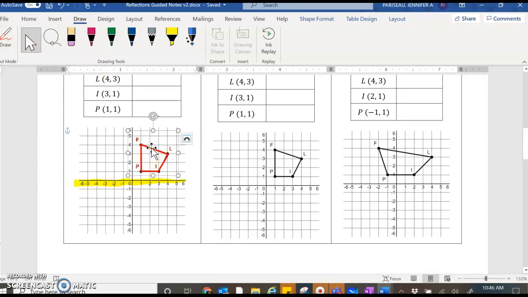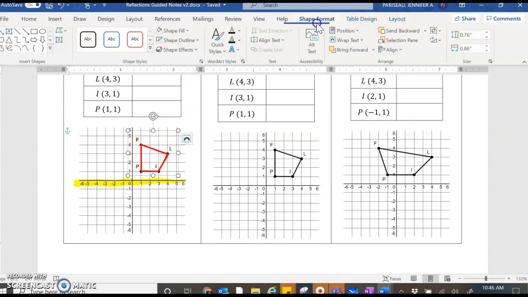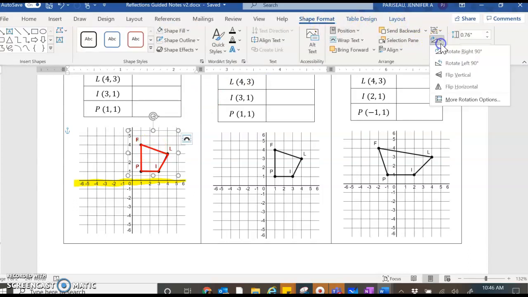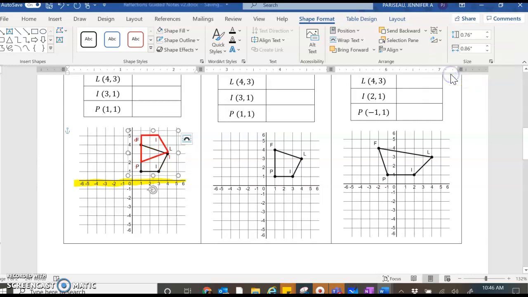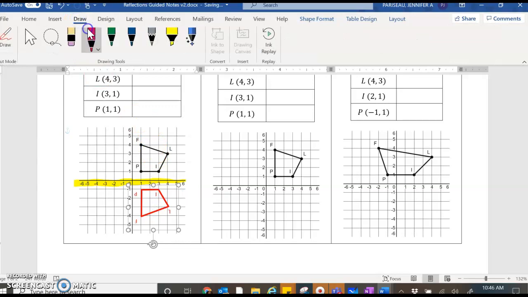I traced my figure already, so I'm going to use my Word document here to help me flip it. I'm going to flip it over the x-axis, so I'm going to flip it vertically. Notice it just kind of flipped it over itself. Well, the whole idea is that it needs to be the same distance from both sides. So let's go ahead and see what that looks like.